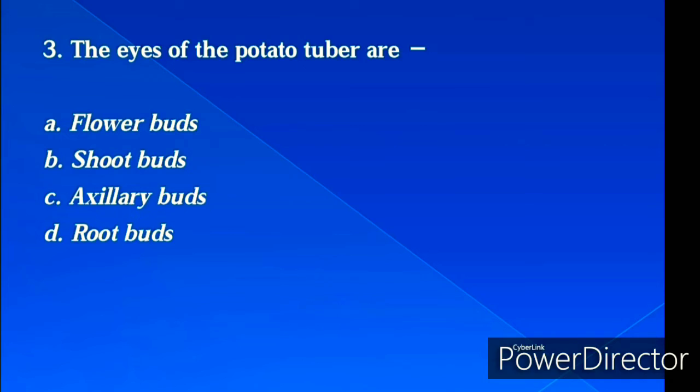Let's see the next question now. The eyes of the potato tuber are option A flower buds, option B shoot buds, option C axillary buds and option D root buds. Yes, the answer is option C axillary buds. So let me tell you the reason. Tuber is an oval or spherical swollen underground modified stem lacking adventitious roots. It possesses a number of spirally arranged depressions called eyes. So each eye represents a node and consists of 1 to 3 axillary buds in the axils of small scaly leaves.